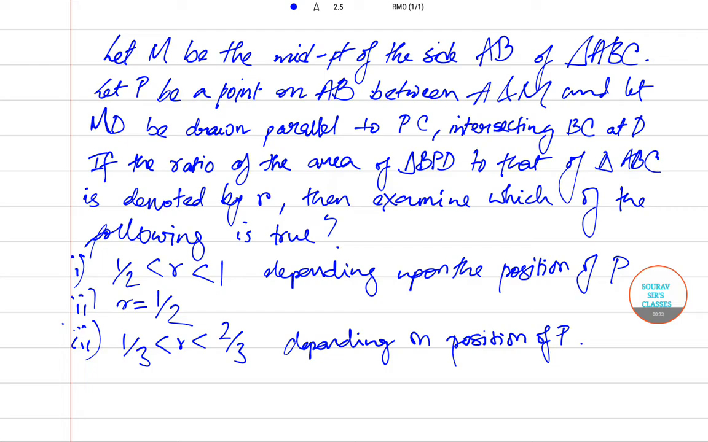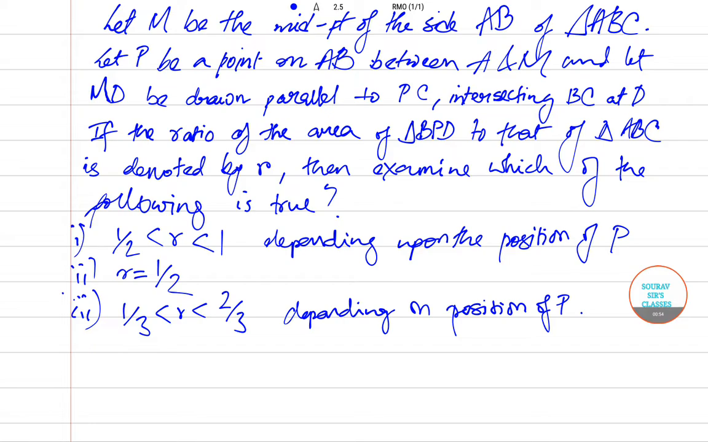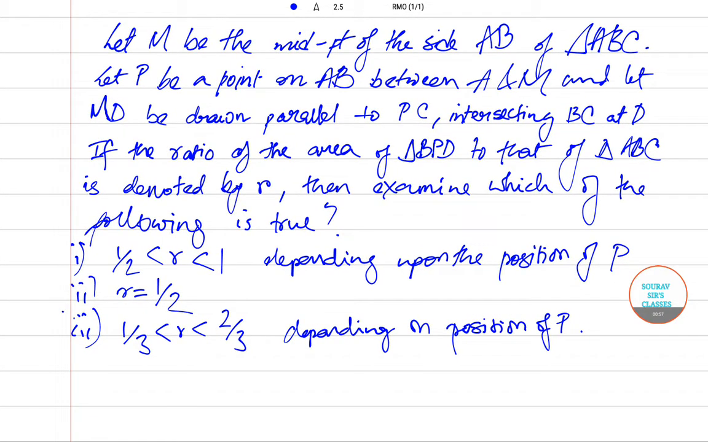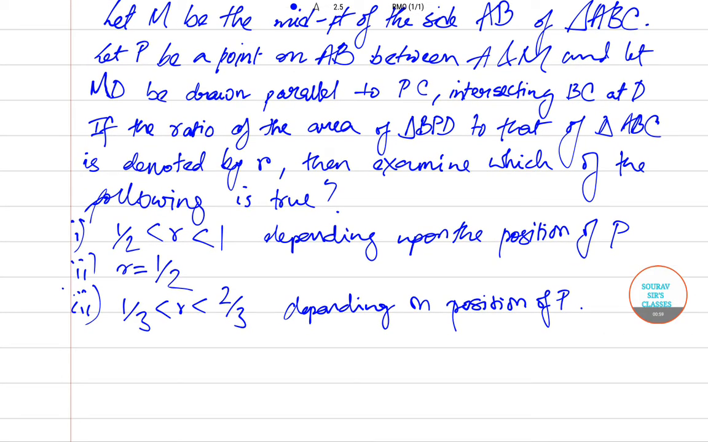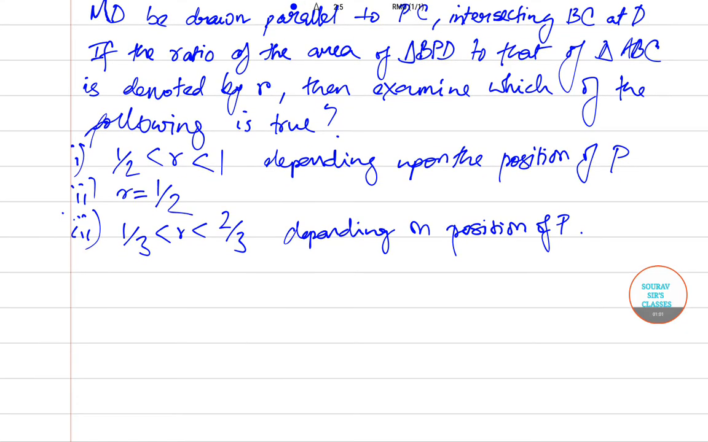And we have three options. The first option says that half is less than R, which is less than 1, depending upon the position of P. The second one says R equals half, and the third one says, depending on position P, R is greater than 1 by 3 and less than 2 by 3. Now, while looking at the question, the answer might be obvious to you, but we will solve the question for now. So let's start.